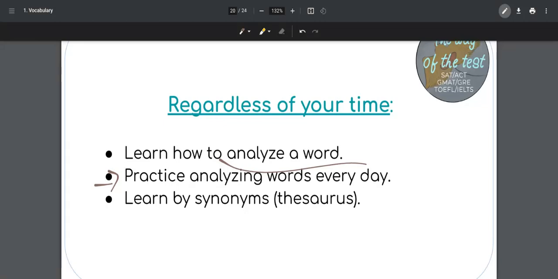Words you may already know: let's try to say, okay, what do they mean? Where do they come from? What words are similar to those words? What words do I know in other languages that are similar to this?